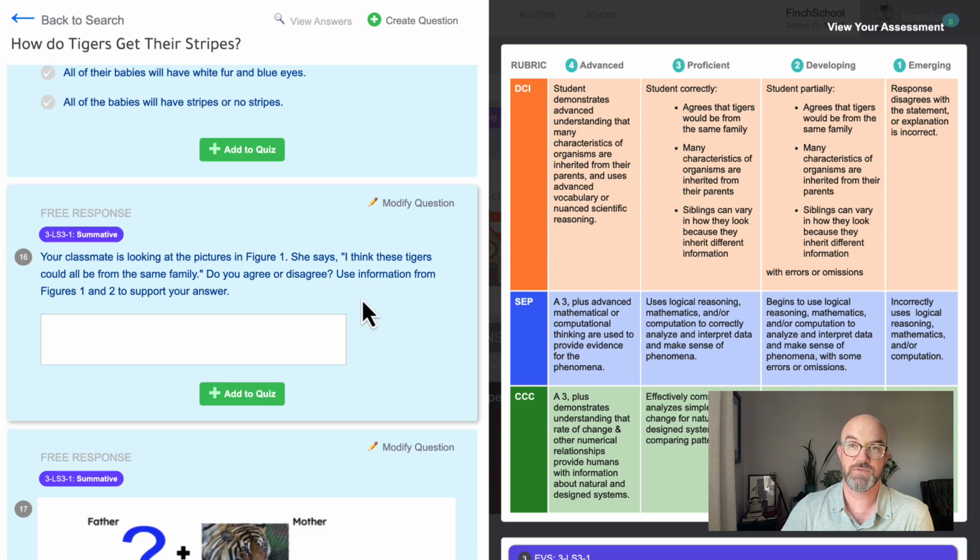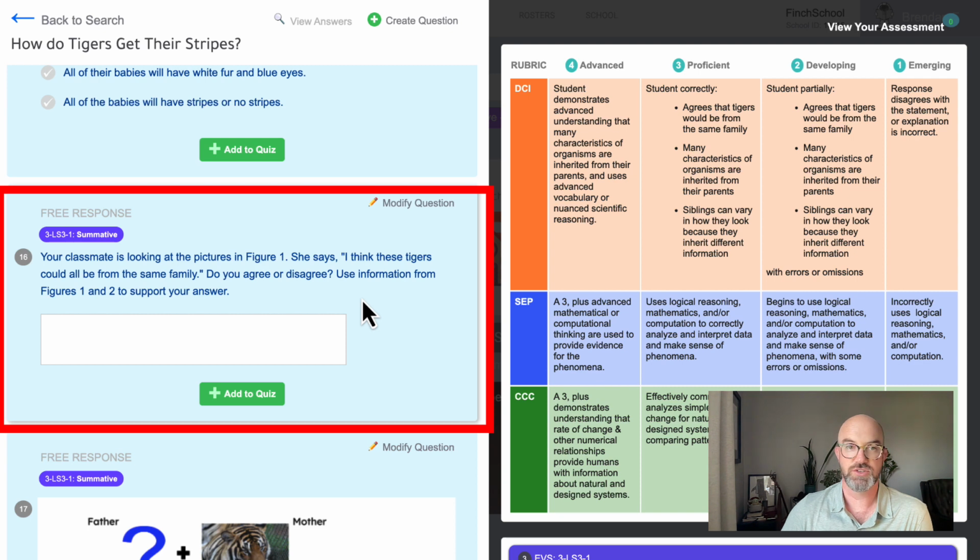As an extension, and truly this is a mastery question, this is the goal of this standard, we're going to dig into one of our free response questions around this. This question asks: your classmate is looking at the pictures in figure 1. She says, I think these tigers could all be from the same family. Do you agree or disagree? Use information from figures 1 and 2 to support your answer.